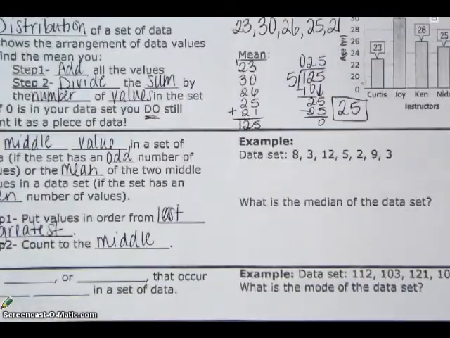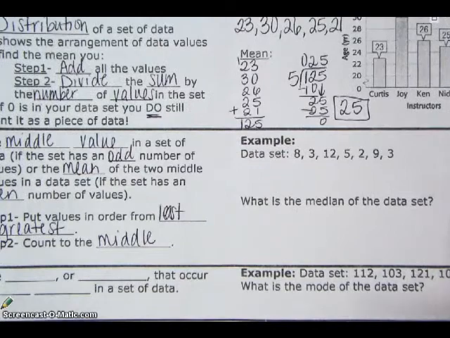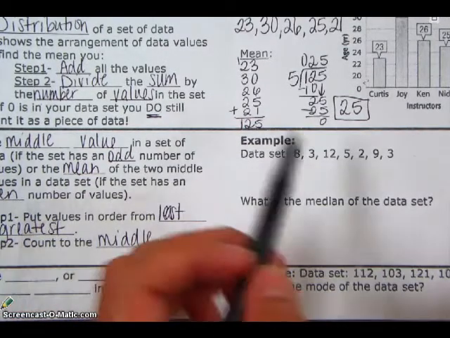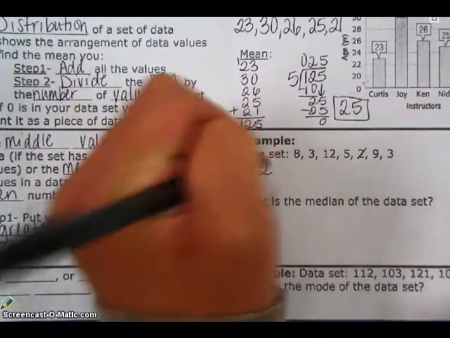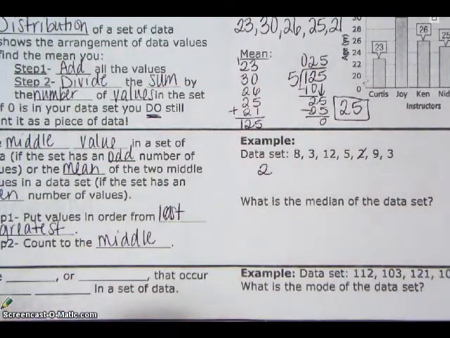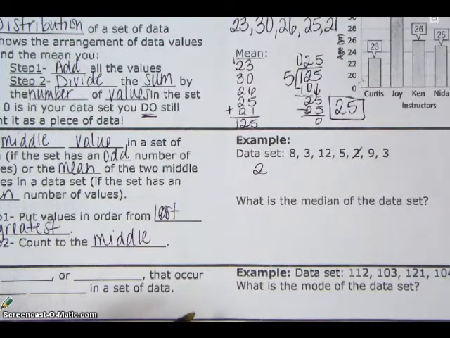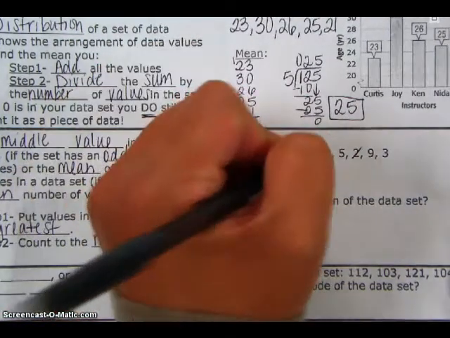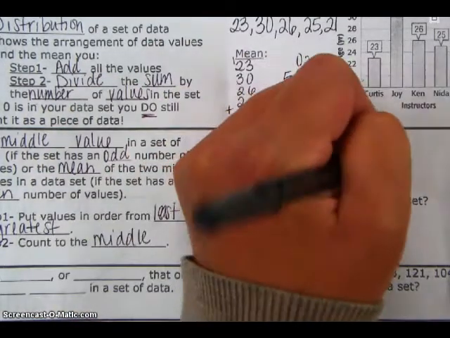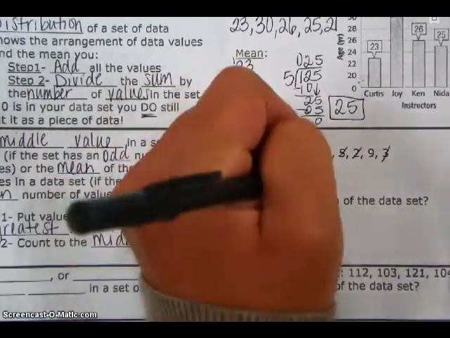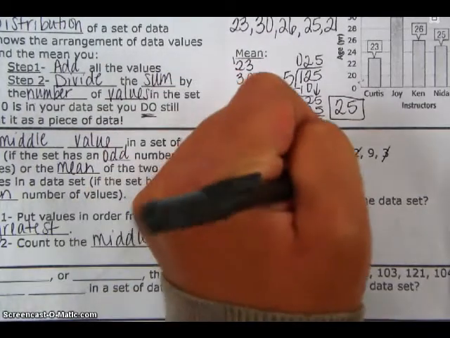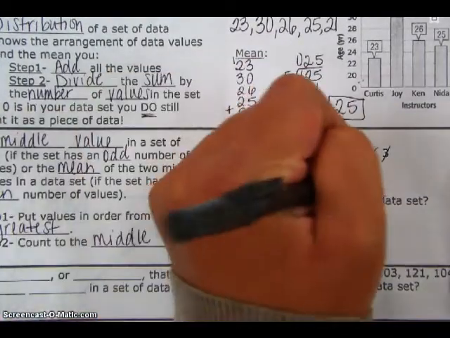Okay, so let's look at an example over here. Here's our data set. First thing we do is put them in order from least to greatest. When I do this, I always look for the smallest number first, which in this case would be 2, and I cross it out so I know I don't forget it, and so I know I don't do it more than once. And then I see a 3, and then I have another 3, then it would be 5, then 8, then 9, and then 12.